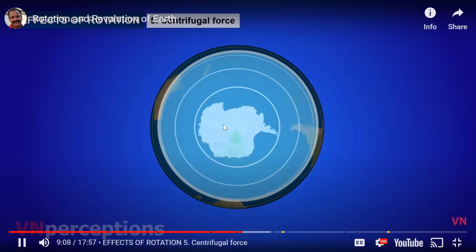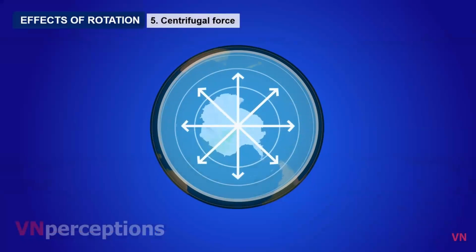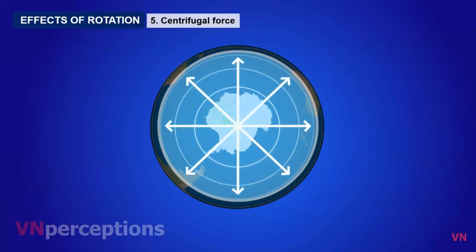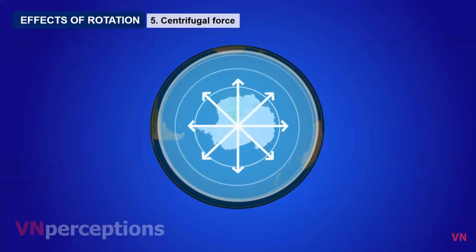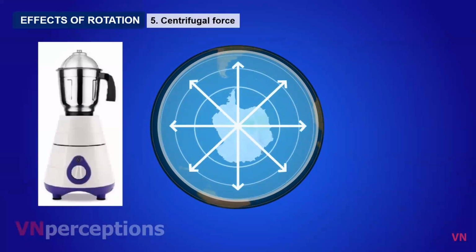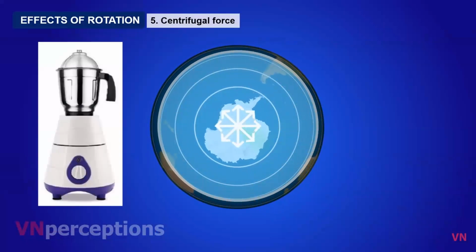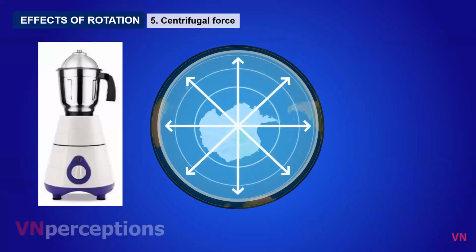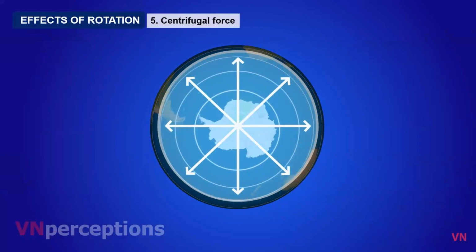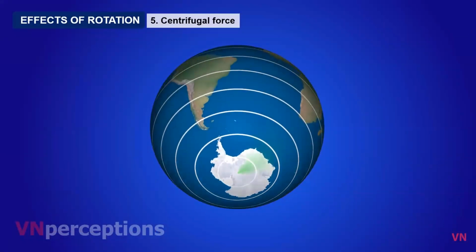That is towards the edges. This is because the earth is spinning at a very great speed. It is the same effect that we see every day in our kitchen when we are operating a mixer. All the chutney will come and stick on the edges of the glass. And this is the reason that along the equator, there is a bulge in the earth, and the earth is said to be geoid shaped.